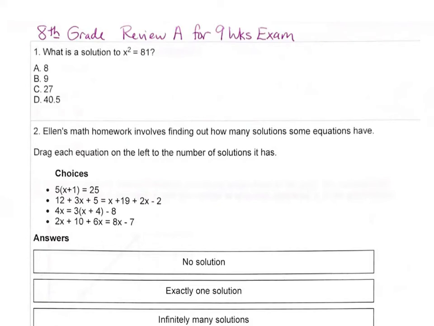Okay, so this is a quick video reviewing these problems from Review A for the 9 weeks exam. Number 1, what is the solution to x squared equal 81? So we want to find out the value of x. We're going to undo the square by taking the square root of both sides. Square root and square are opposites, so they cancel. And the square root of 81 is 9. And we could do a positive 9 or a negative 9, so 9 is correct.